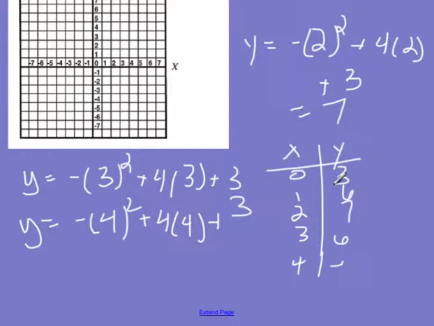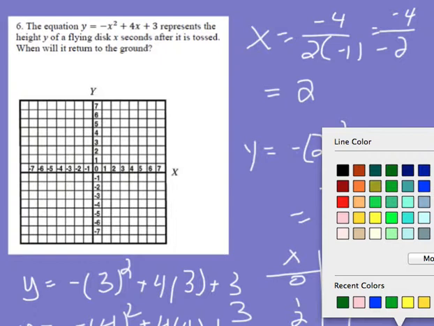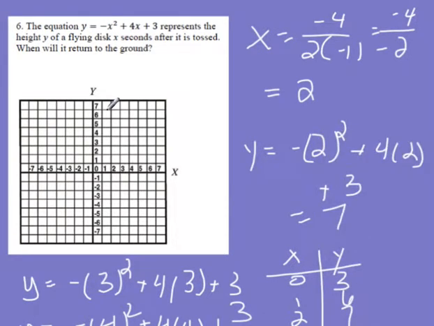So there's our chart. We're going to go ahead and graph that. So my vertex is at (2, 7). I'm going to plot that point first. I'm going over 2, up 7, and plotting that point. And then I have my axis of symmetry going down there.